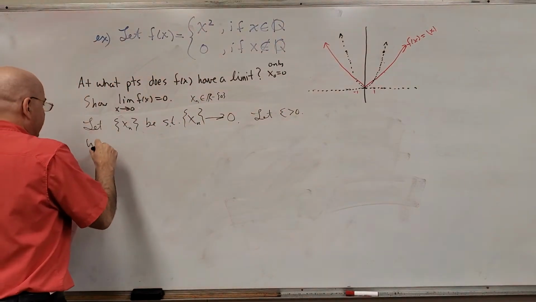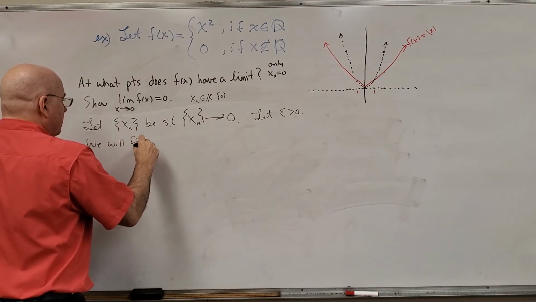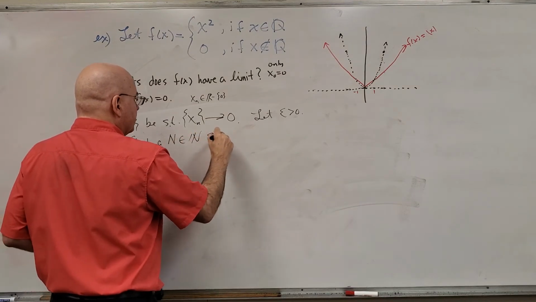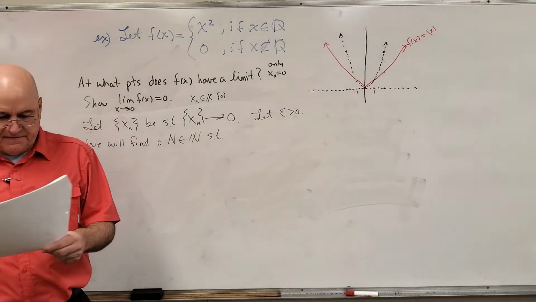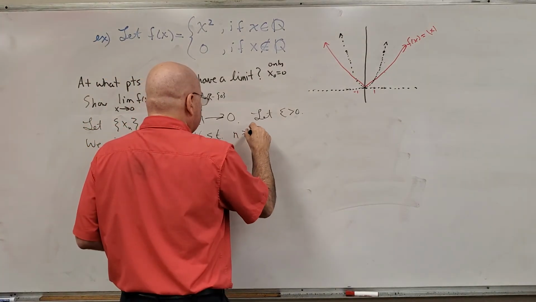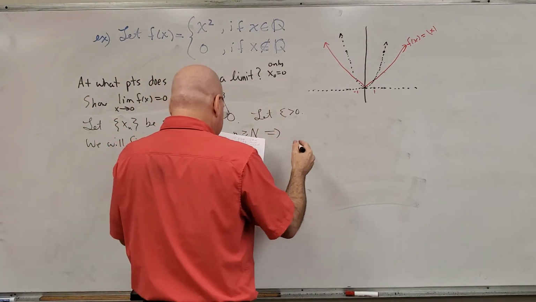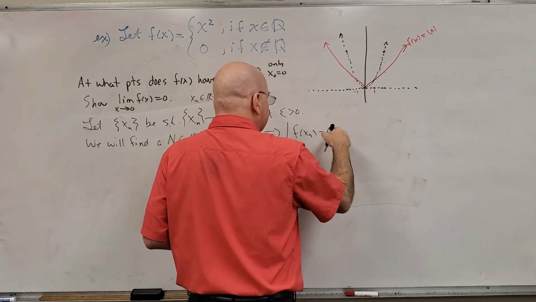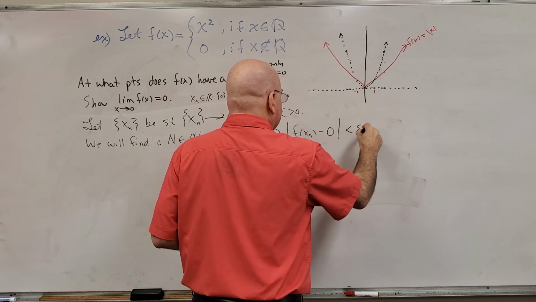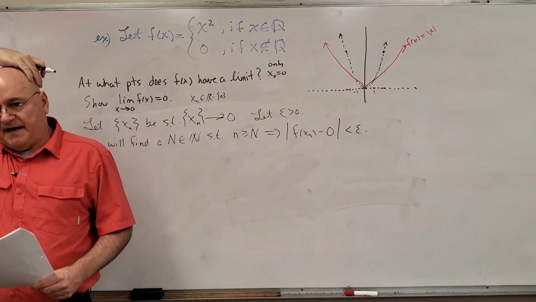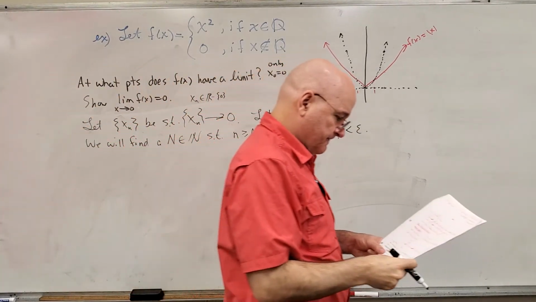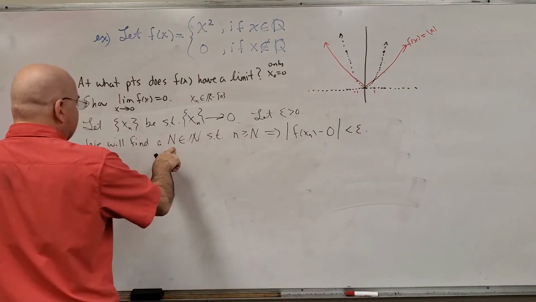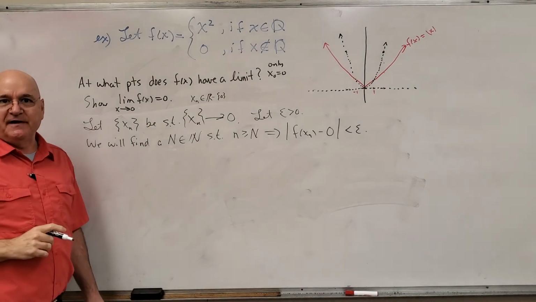What we're going to do this time is we will find a capital N in the natural numbers such that if n is greater than or equal to capital N, that means that the sequence f of xn minus the limit, which is 0, is less than epsilon. So this looks a little bit like the previous method already. Okay, we need to find that N. We didn't find it. I'm just using the definition there.